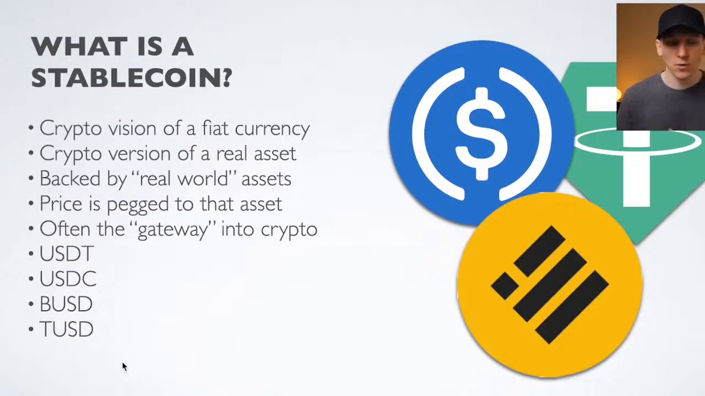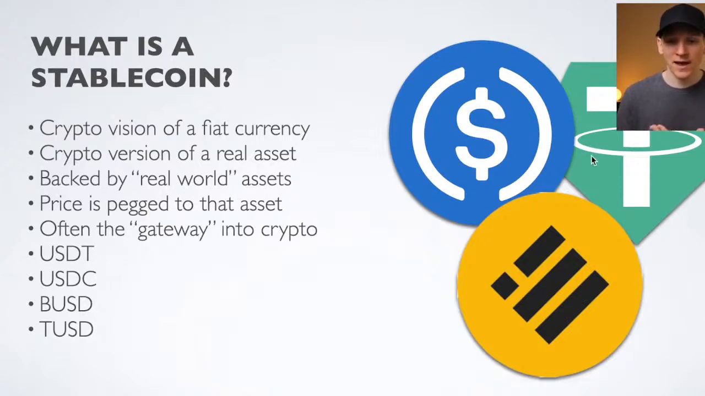We need to get into stable coins though, because these are the entry into the crypto space, and they're also used to trade against every other crypto. So a stable coin is a crypto version of a fiat currency. It is always a crypto version of a real asset, so it doesn't have to be a fiat currency. There are other stable coins that are backed by other very stable real assets, maybe like gold, but it is definitely backed by a real world asset. And that's why it's called stable coin. Its price is pegged to that real world asset.